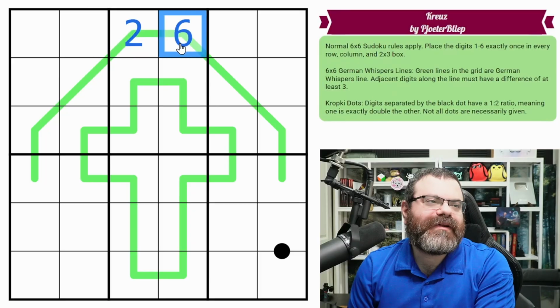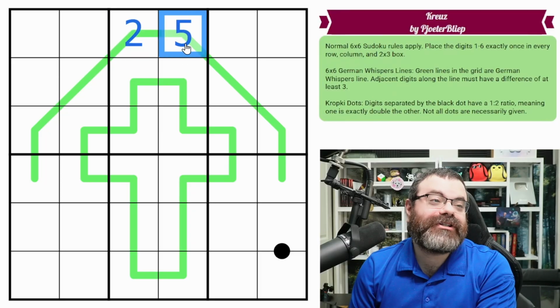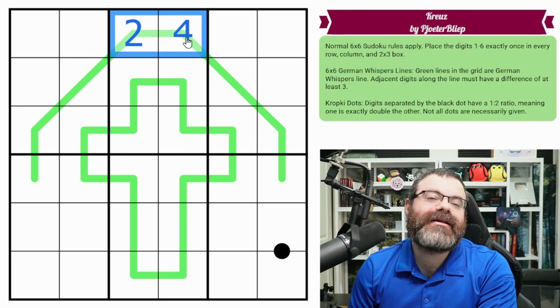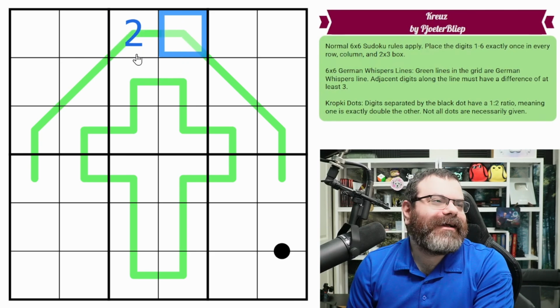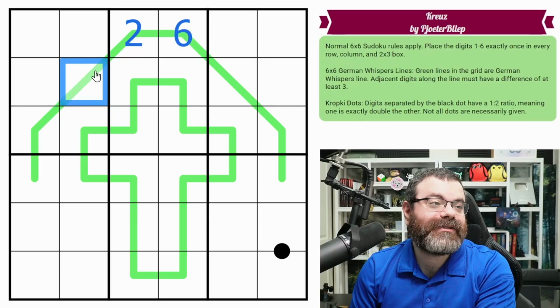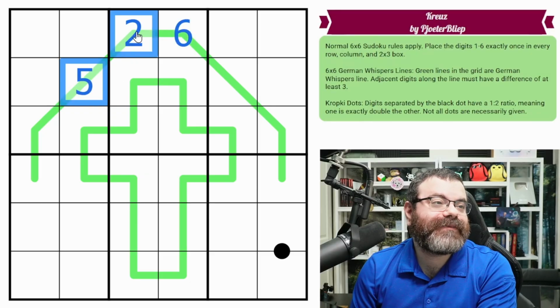So this would have to be 5 or 6, because any other digit, like a 4, if you do 4 minus 2, that's a difference of 2. That's not at least 3. You learn something every day. So this could be 5 or 6, but also over here, this is next to the 2. So this would also have to be a 5 or a 6.